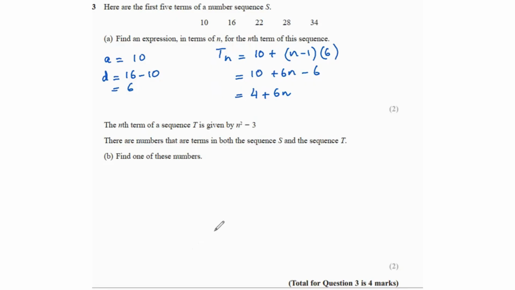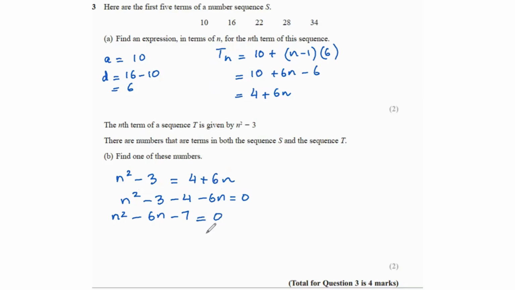Then it says the nth term of a sequence T is given by n squared minus 3. There are numbers that are terms in both the sequence S and sequence T. Find one of these numbers. So to find one of these numbers, what we can do is put the two nth terms equal to each other. Because if the numbers exist in both the sequences, then the nth term will give us the same answer. So n squared minus 3 equals 4 plus 6n. So n squared minus 3 minus 4 minus 6n equals 0. n squared minus 6n minus 7 equals 0.